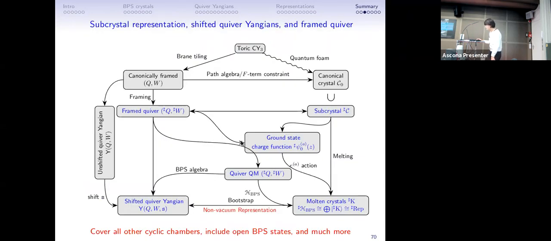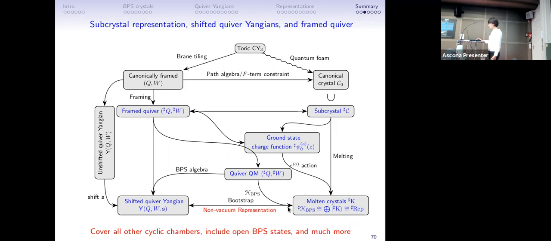And then we can consider the generic representations. So this is characterized by a subcrystal, and from this decomposition, you can write down the contribution charge function from the ground state, which determines the entire representation. And from the representation, you can bootstrap the shifted Yangian, and then you can confirm that this is indeed correct from the quantum mechanics of the framed quiver.